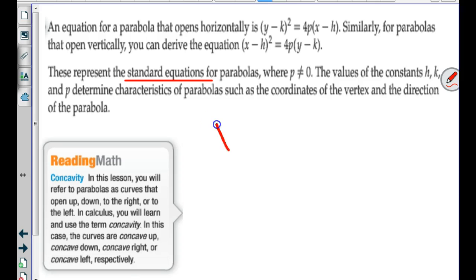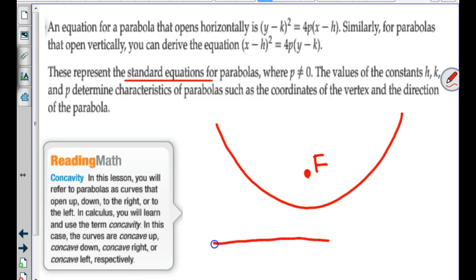What you need to know now, when you have this focus and this directrix, are all kinds of properties. Please be paying attention. This is a really important concept. The vertex right here is going to be equal distance between those two. Does that make sense? This distance is called p. The distance from the vertex to the directrix and the vertex to the focus is called p.